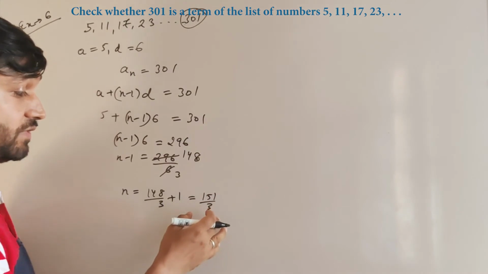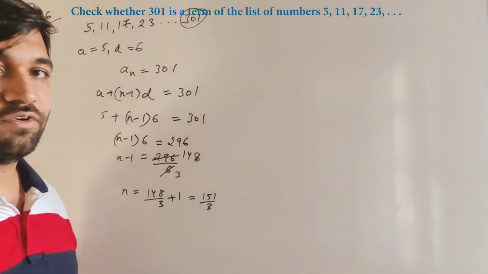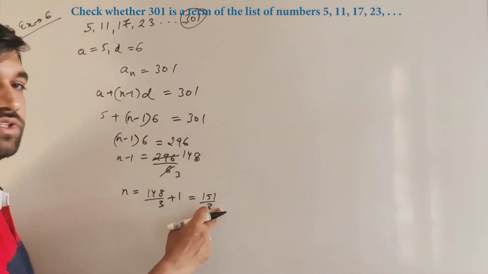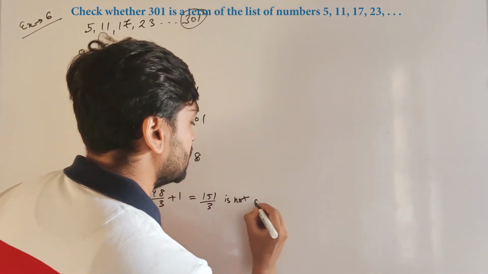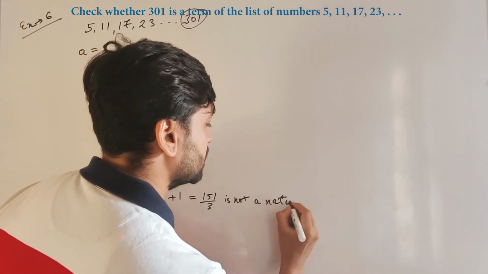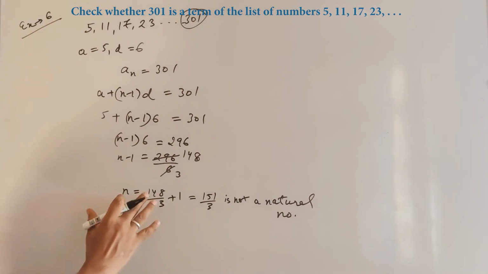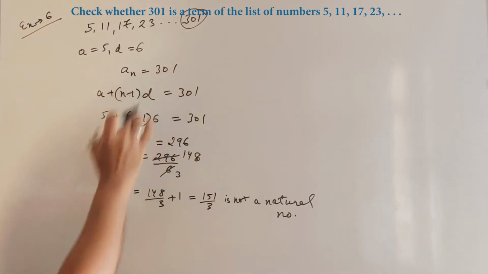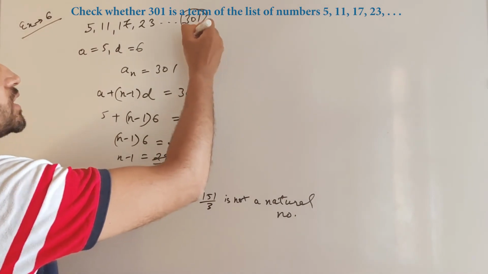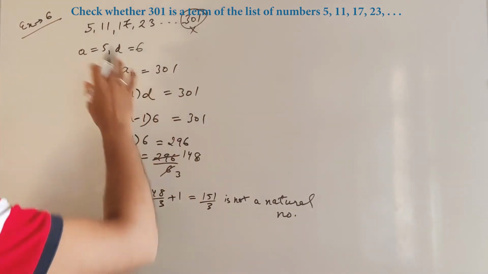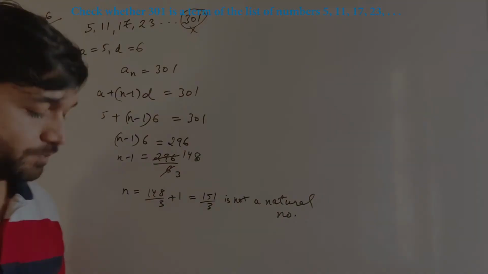Now 151 by 3, again you cannot divide. 3 is not a factor of 151. So 151 by 3 is not a natural number. If it is not a natural number, that means this number 301 is not in this sequence. It does not come in this AP.